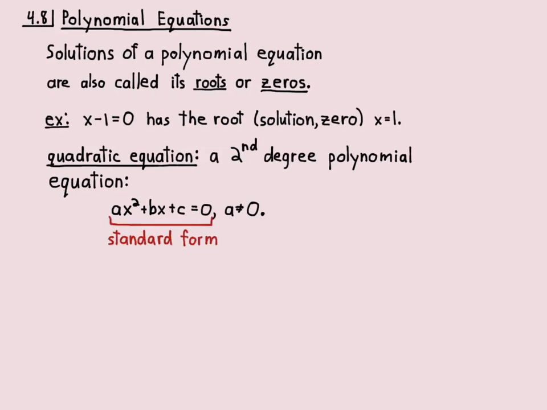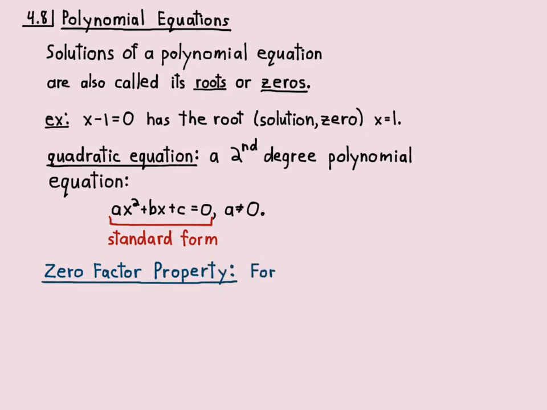Okay, this is standard form for a polynomial equation. It will be the polynomial, usually in descending powers of x, equal to 0. That's the standard form for a polynomial equation.